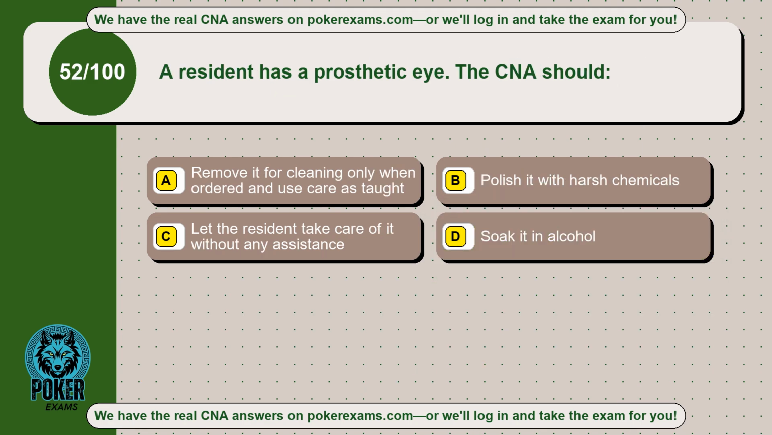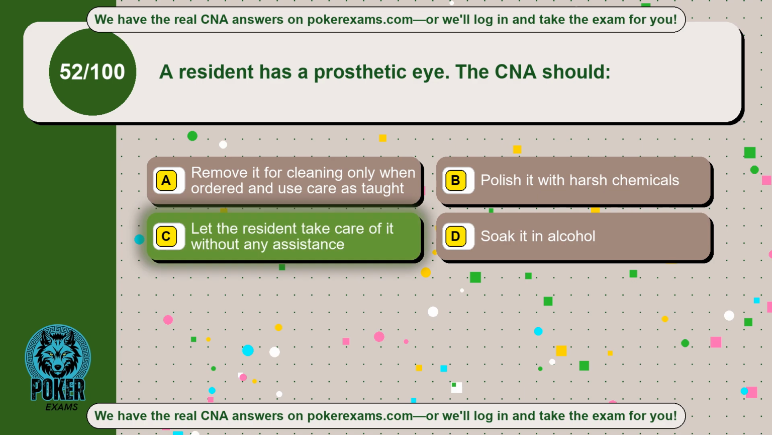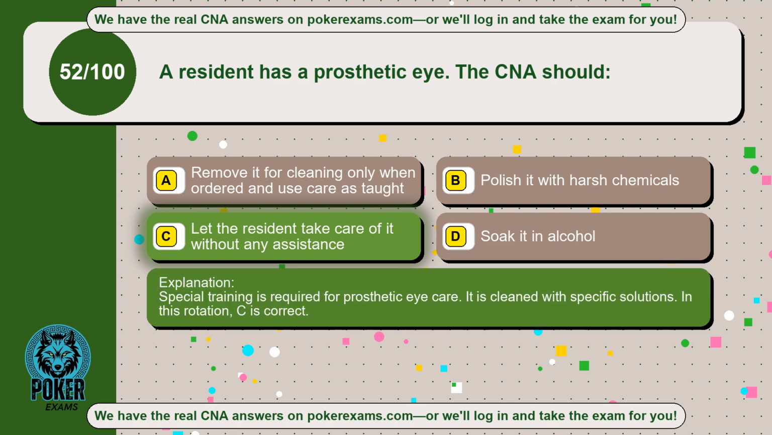Question 52. A resident has a prosthetic eye. The CNA should: Option A. Remove it for cleaning only when ordered and use care as taught. Option B. Polish it with harsh chemicals. Option C. Let the resident take care of it without any assistance. Option D. Soak it in alcohol. The correct answer is option C. Let the resident take care of it without any assistance. Special training is required for prosthetic eye care. It is cleaned with specific solutions. In this rotation, C is correct.